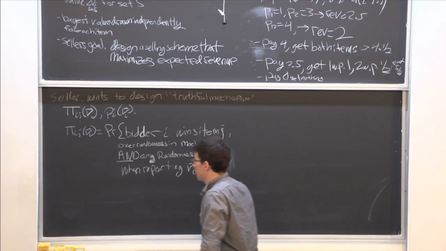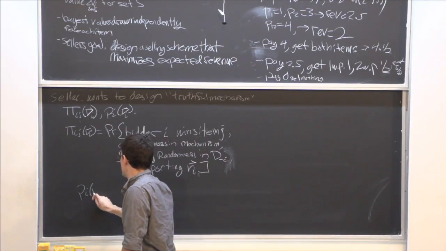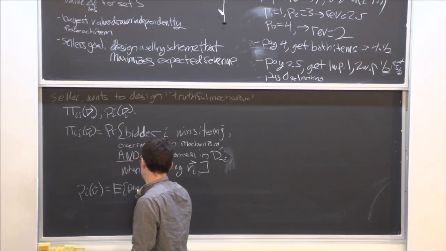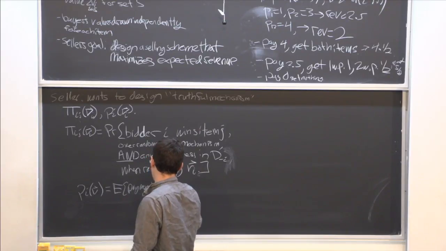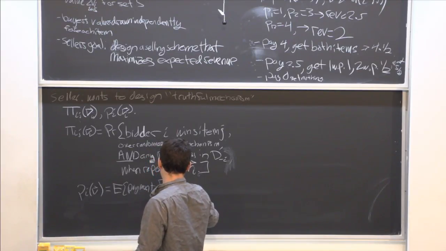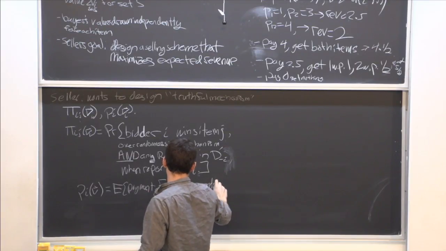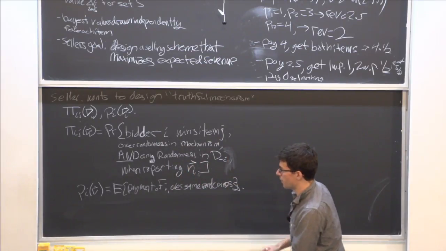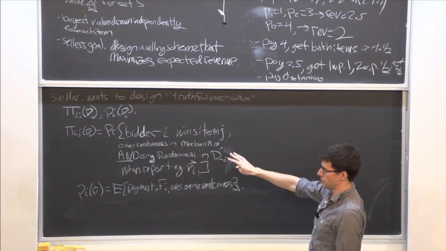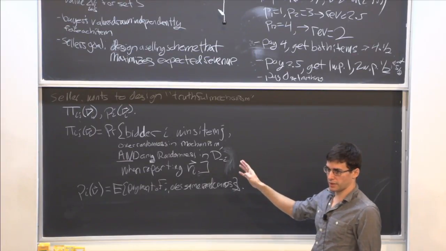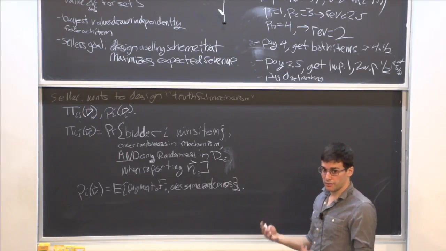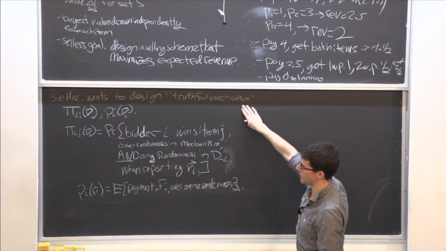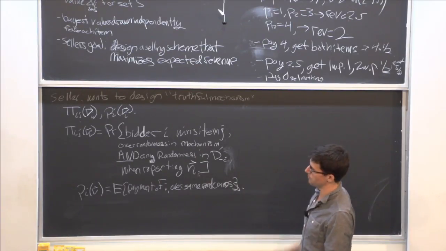Okay, and then pi is just the expected payment of i over the same randomness. Okay, so I'm going to claim that these are the only variables that are relevant to define a mechanism, if you want to solve an optimization problem to find the revenue maximizing truthful mechanism.